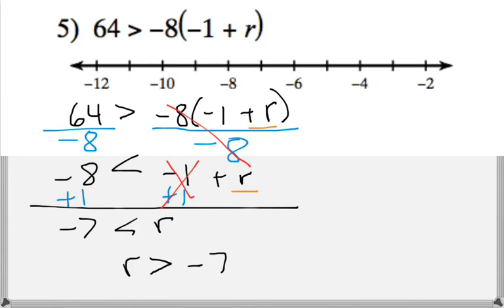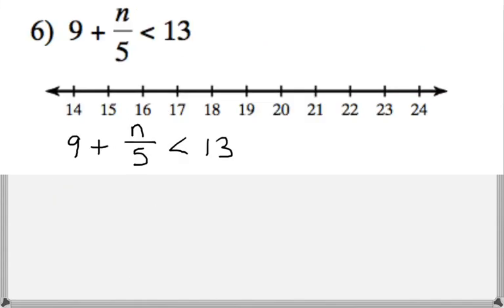So I can find my negative 7 on the graph, and we would use an open circle because it does not have the or equals to part. And we want all of the numbers that are greater than negative 7. That would be over here to the right. We can go ahead and color in our line and draw our arrow. Let's look at one last example.